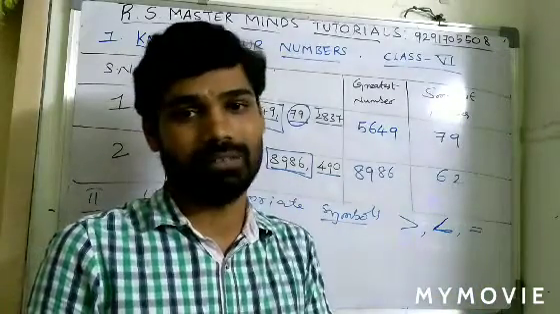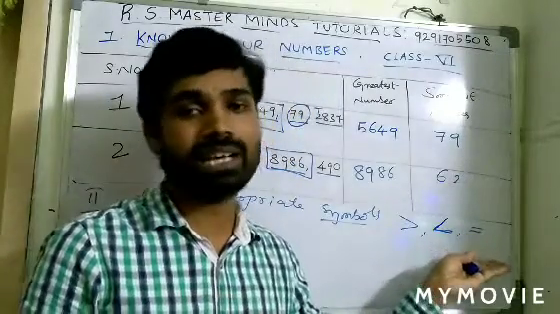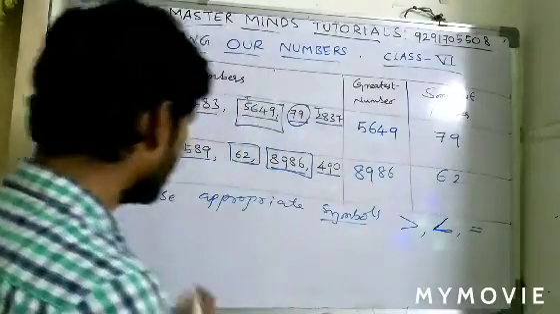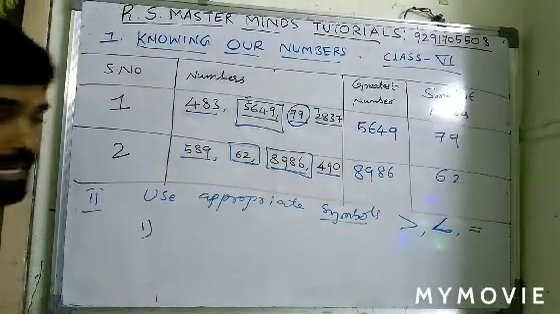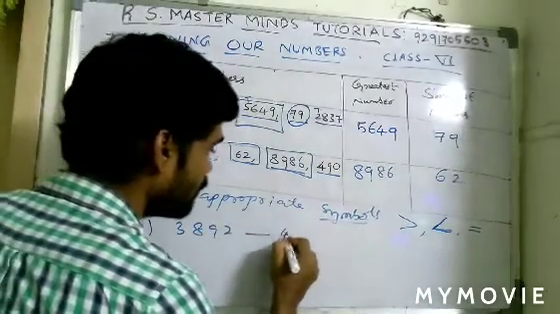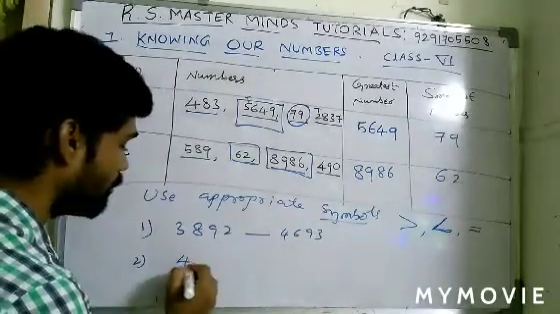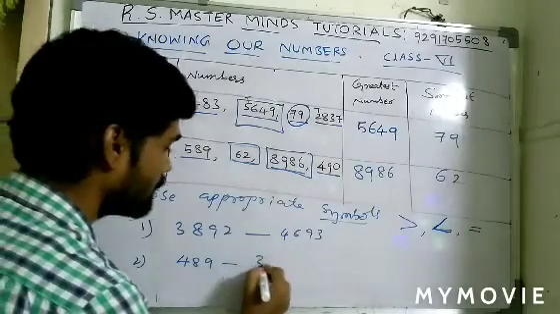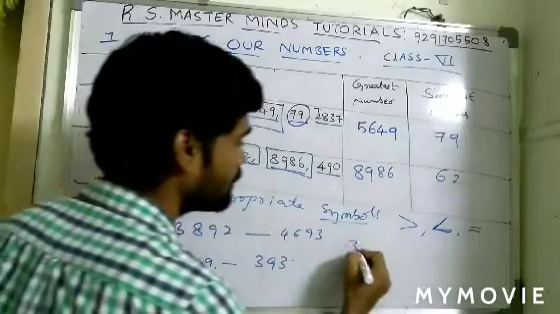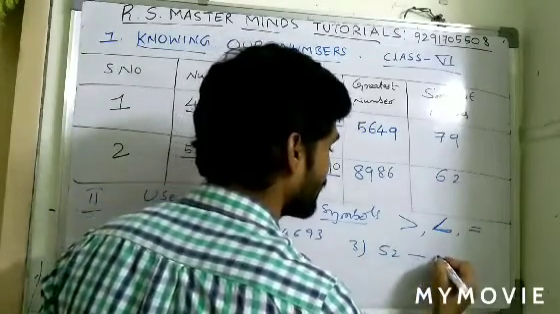489 and 393. So ones, tens, hundreds. Hundreds is the highest place value. Observe here, both of them: hundreds place 4, hundreds place 3. So which is greater? You know very well, 4 is greater. So automatically what do we say? 489 is greater than 393. So what is the greater than symbol? Yes. So 489 is greater than 393, isn't it?